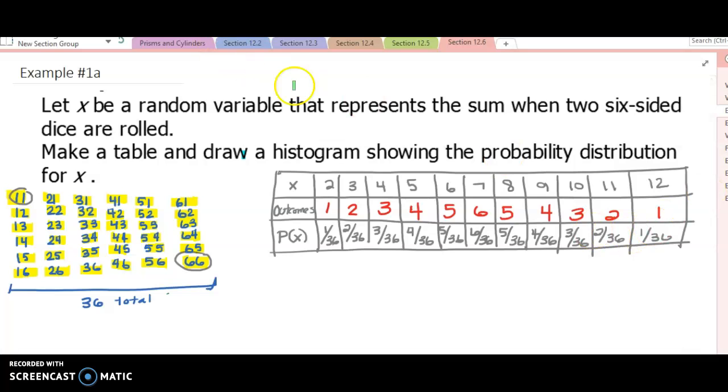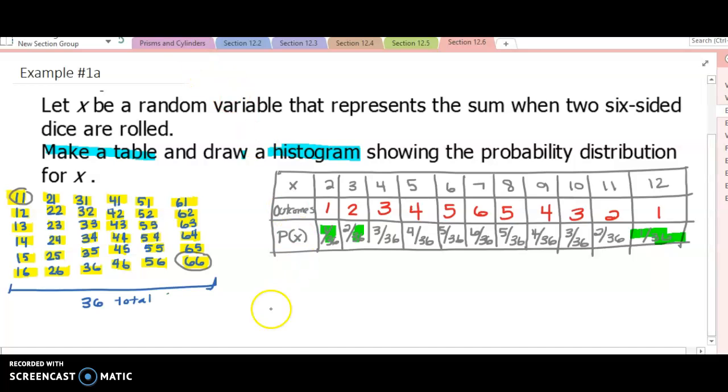Okay, now once again, if I were to add all these up, they would add to 1 or 100% because every outcome is covered in this table. All right, so we've drawn a table. Now it asks us to draw a histogram.